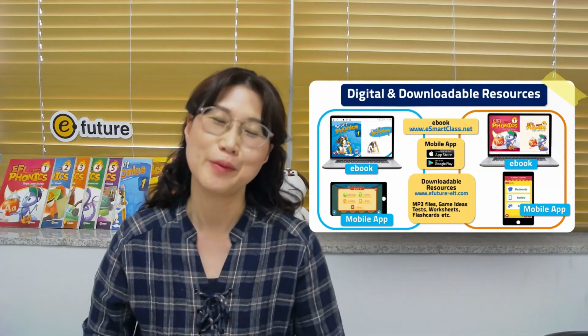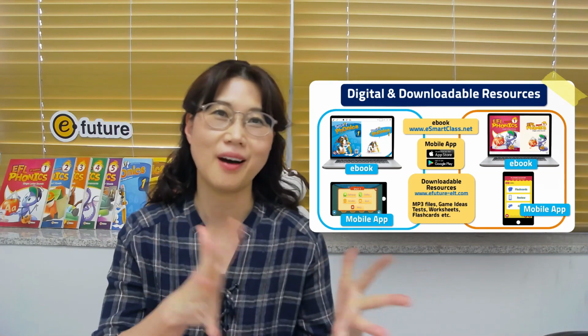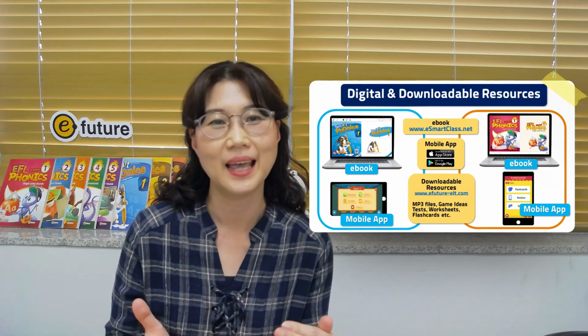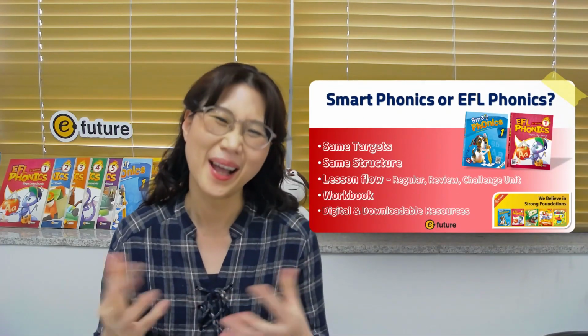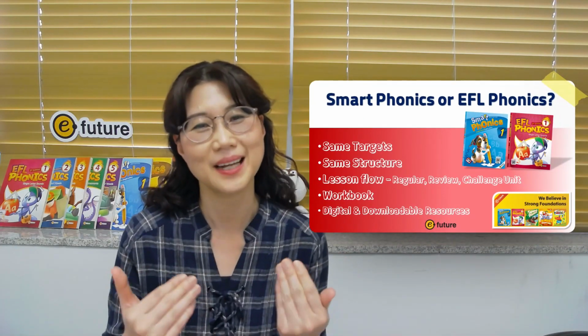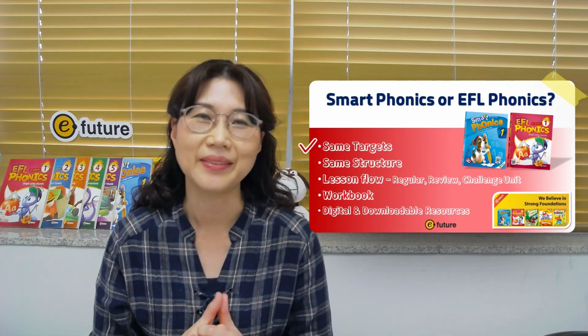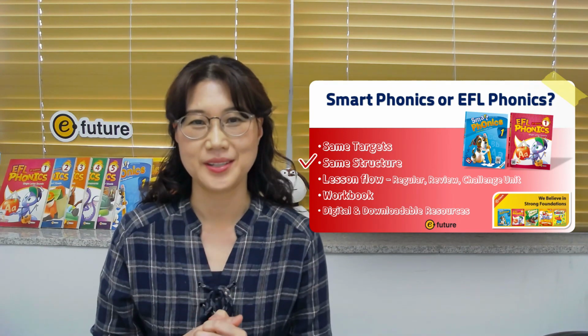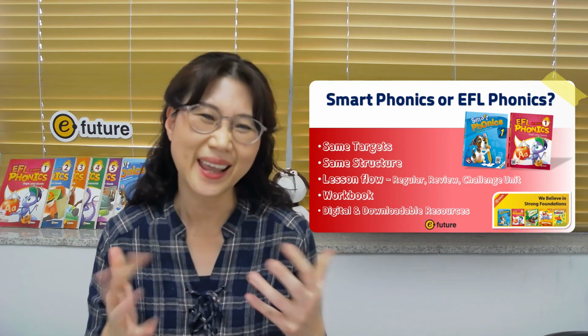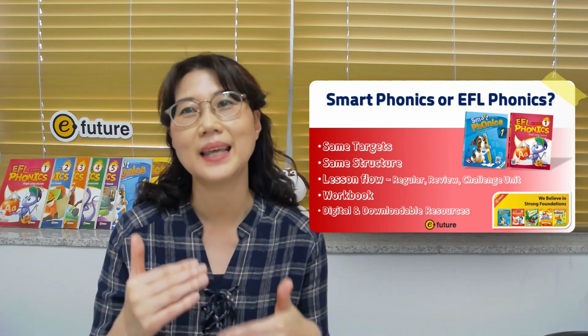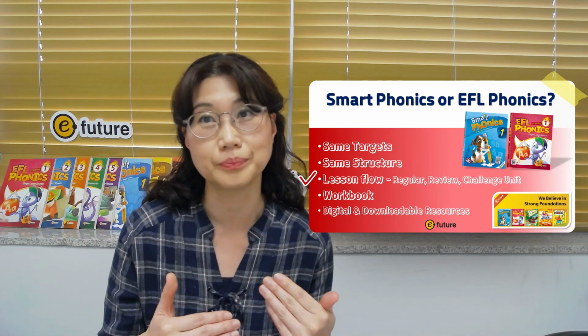So let's do some review. I compared Smart Phonics and EFL Phonics, right? They have the same target. Well, except the 6 words, right? They have the same targets. And they have the same structures, right? But there are some differences, right? Especially in the lesson flow.